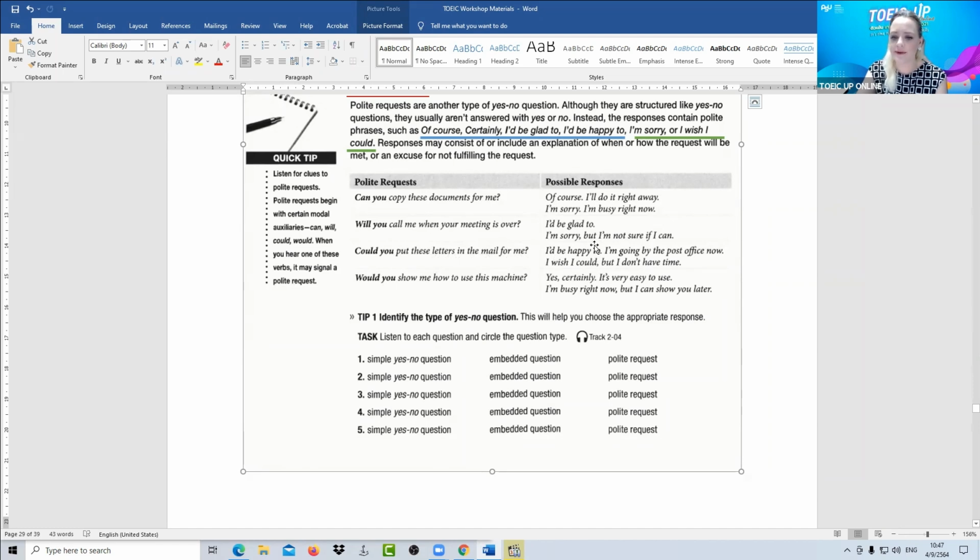I'd be happy to. Yes. I'm going to the post office now. That's the explanation of when, they'll go now. I wish I could. No. But I don't have time. That's the excuse, why they cannot. And the last one, would you show me how to use this machine?